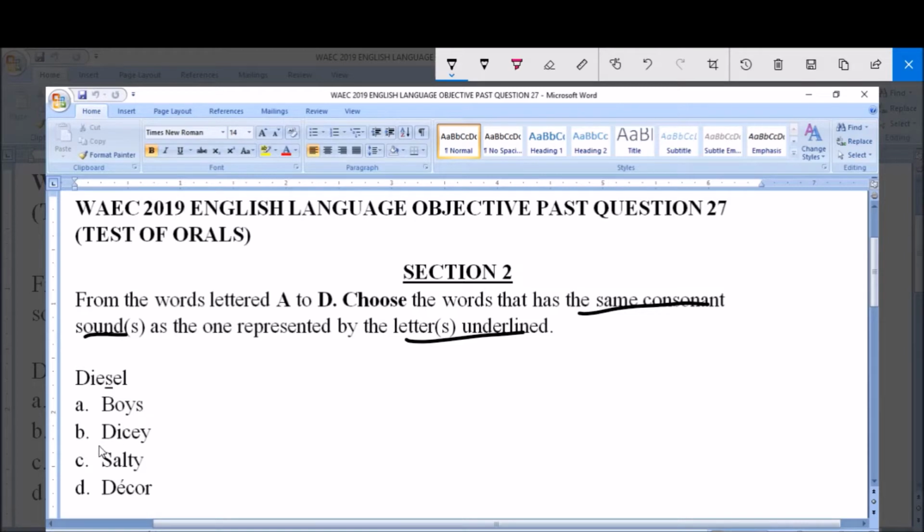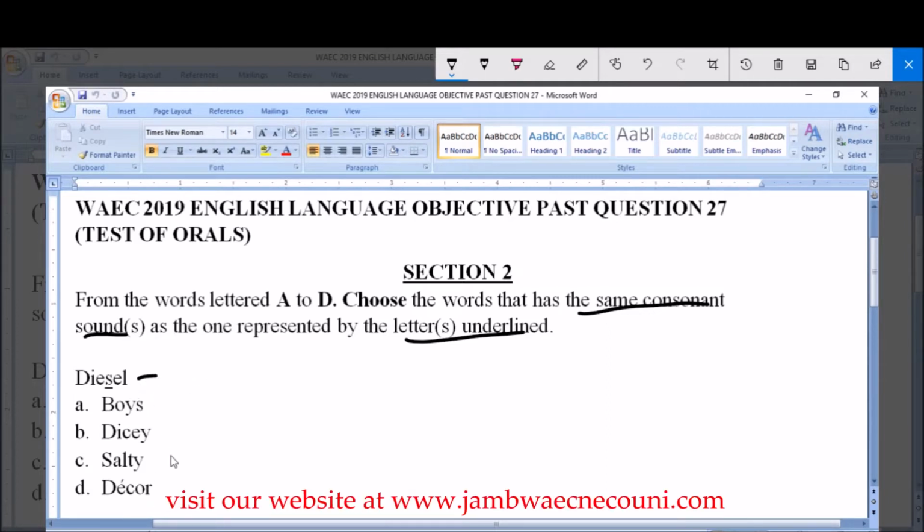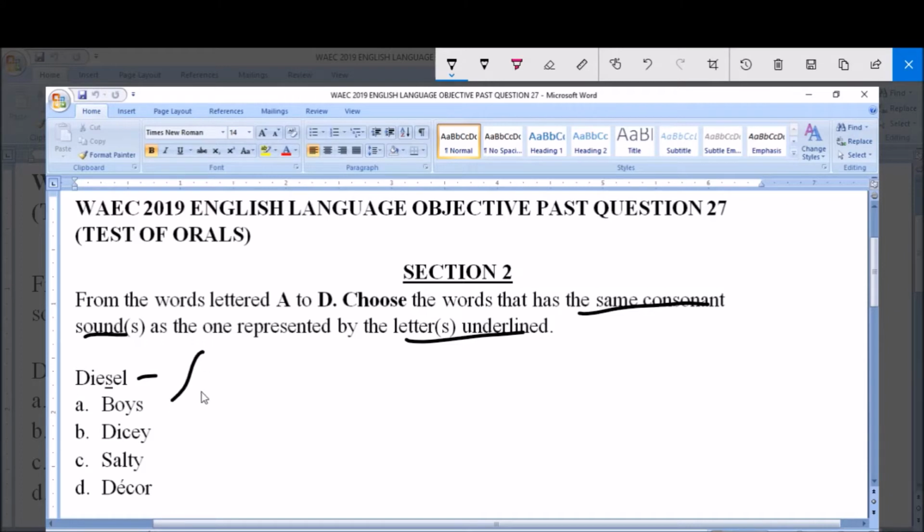So option A is boys, B is dicey, C is salty, D decor. So I would first transcribe the word given to us and then transcribe each of the options. So we will pick out the consonant sound represented by the letter S in diesel and then see the option which contains the same consonant sound. So the word given to us, diesel, is transcribed this way. So you can see that the letter S in diesel represents this Z consonant sound.